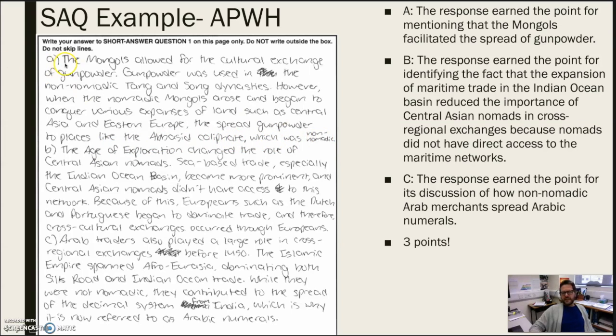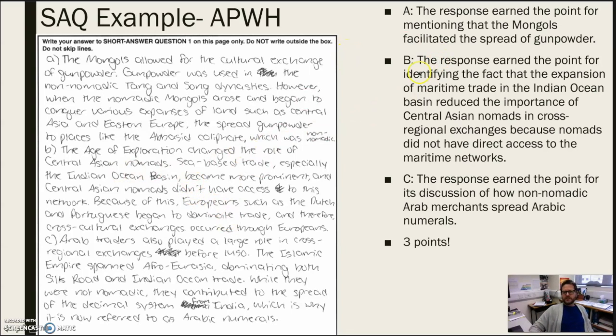All right, we have A. They answered the question. The Mongols allowed the cultural exchange of gunpowder. B. Gunpowder was used in non-nomadic Tang and Song dynasties, very specific. However, when the nomadic Mongols arose and began, there was your expansion or elaboration. Right here, number 3, they elaborated on it. So the response earned the point for mentioning that the Mongols facilitated the spread of gunpowder. So we have the right time frame, we got the right people group, so they got that point there.